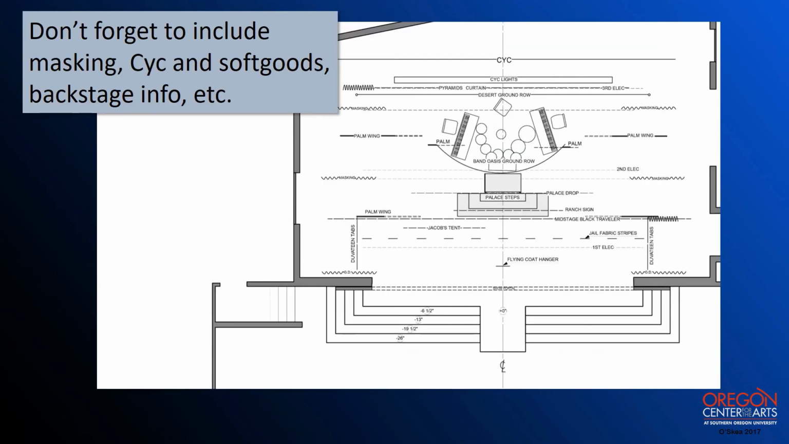Don't forget to include your masking, your psych, your soft goods, backstage info. It's really important to include your masking on your ground plan, even if it's just the default velour legs that are in the theater that you're using. Include those on your drawing. If it's part of your design, it's even more important to think about how you're incorporating your masking into the design. So here's my little palm wing units that we were looking at before. I've got a couple of those on stage that were part of the masking, part of the design. So those are clearly indicated, as well as the actual soft goods that belong to the theater. So you want to include all that information as well.